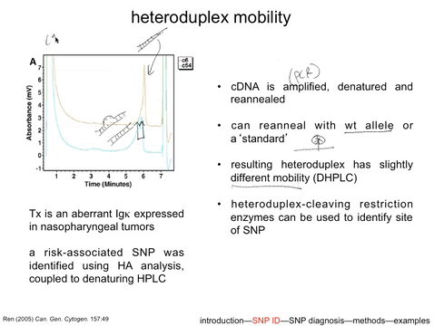In this case, this is an example of capillary electrophoresis, not gel electrophoresis. And again, it's just a specific example of some real data. TX happens to be an aberrant Ig kappa. It's expressed in a particular kind of tumor, nasopharyngeal tumors. And the cool thing about this study is that Rin et al. identified a risk-associated SNP, that is to say an SNP that seems to correlate with this tumor, using this heteroduplex analysis method.